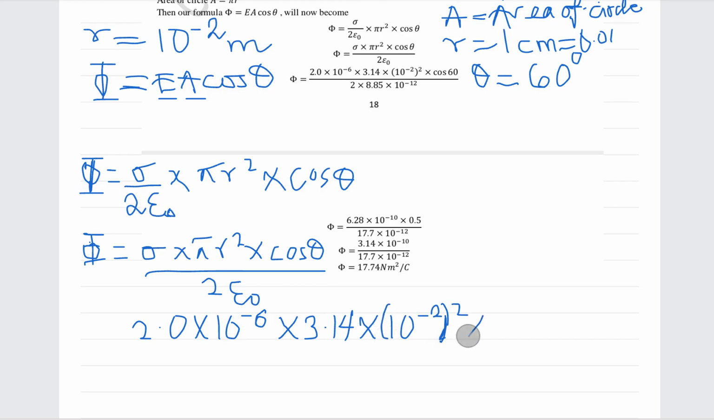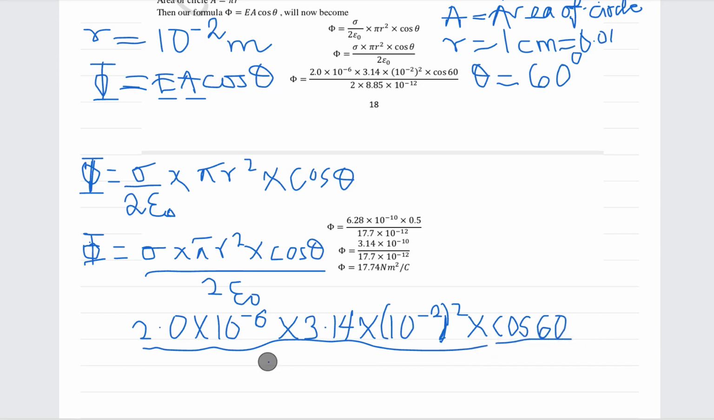Then multiply by what? Cos 60. Multiply by what? Cos 60. You can see the way I'm doing it one after the other. You don't have to rush.